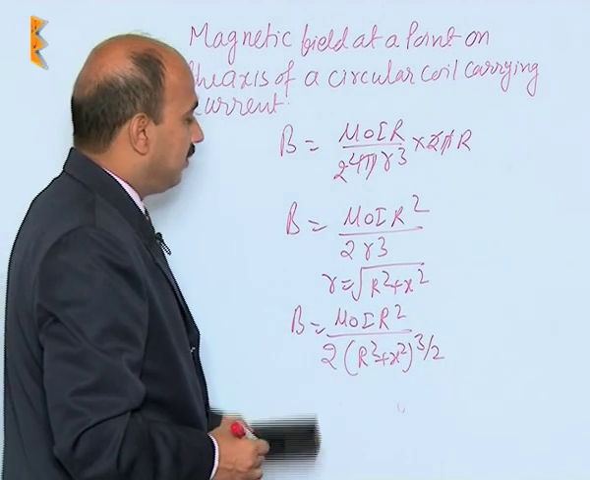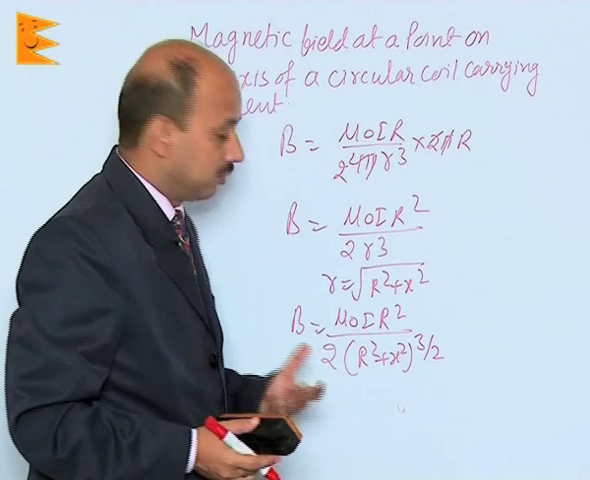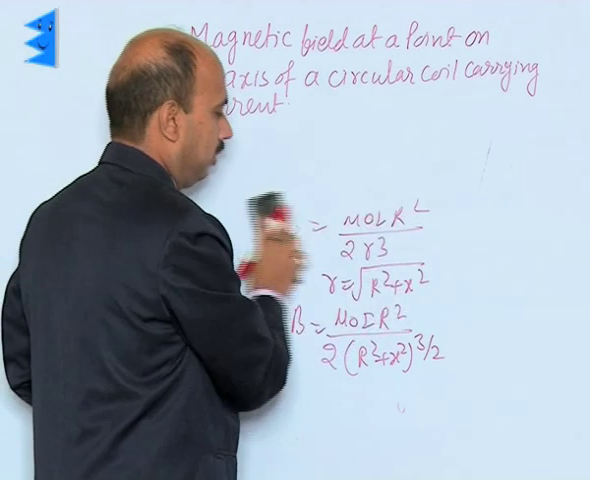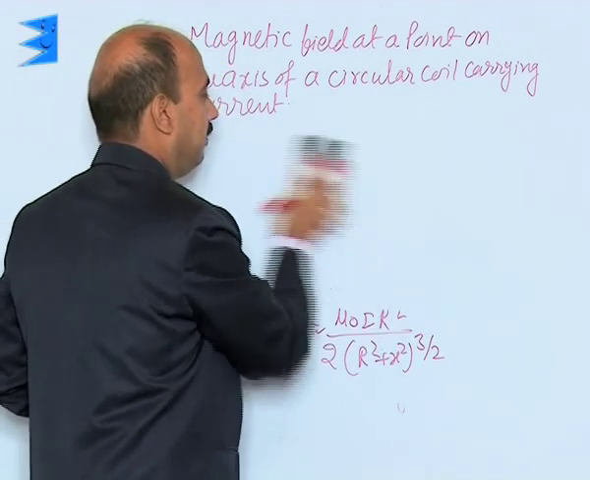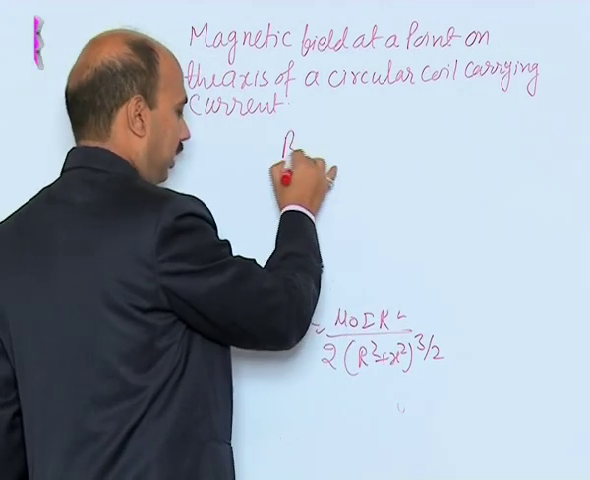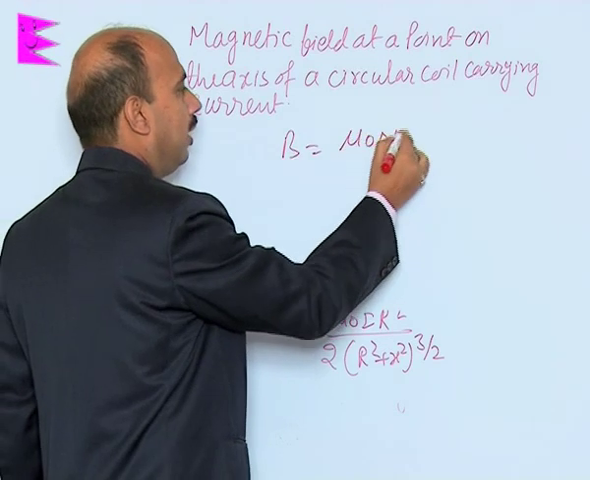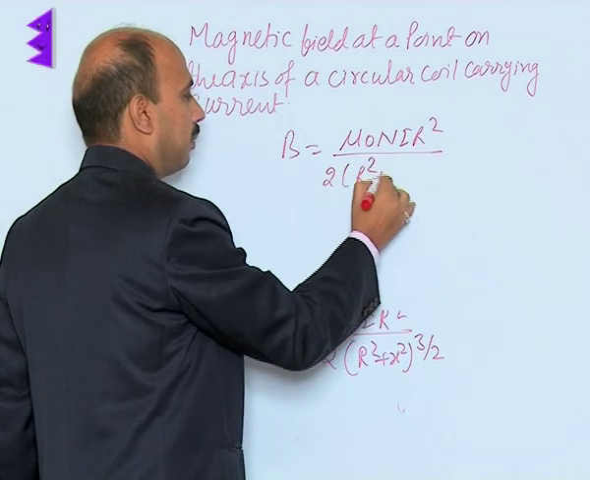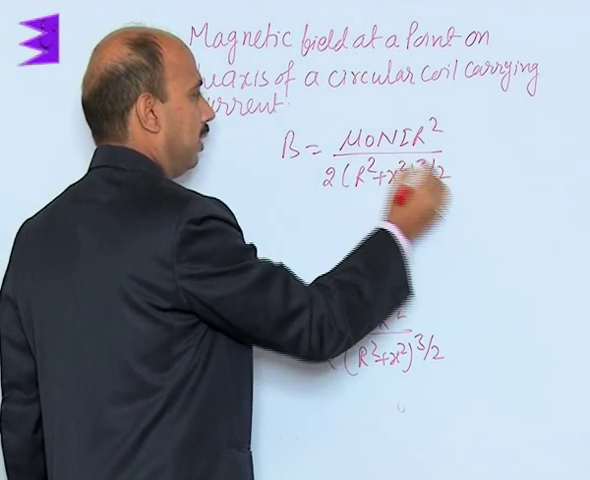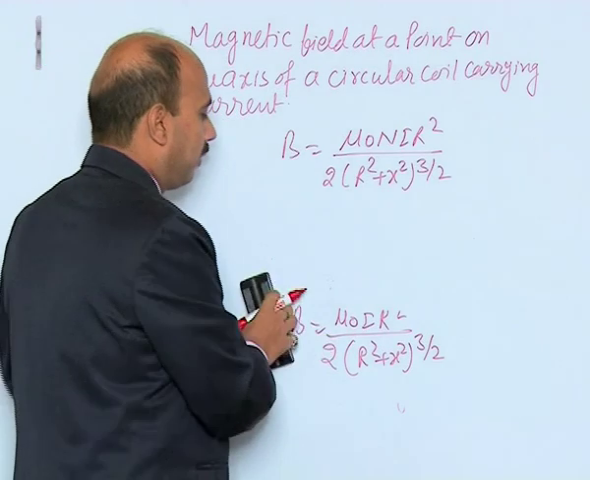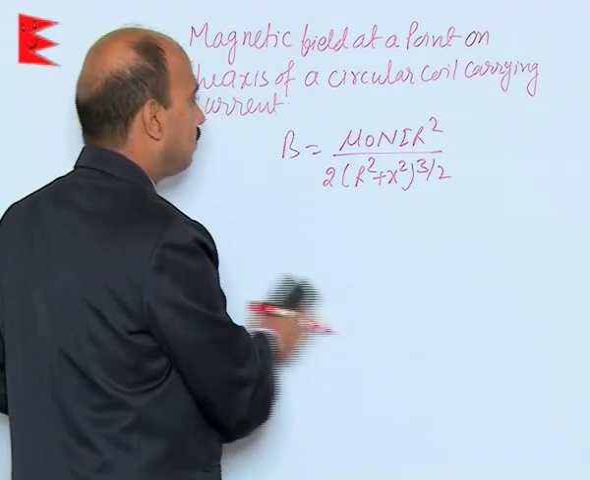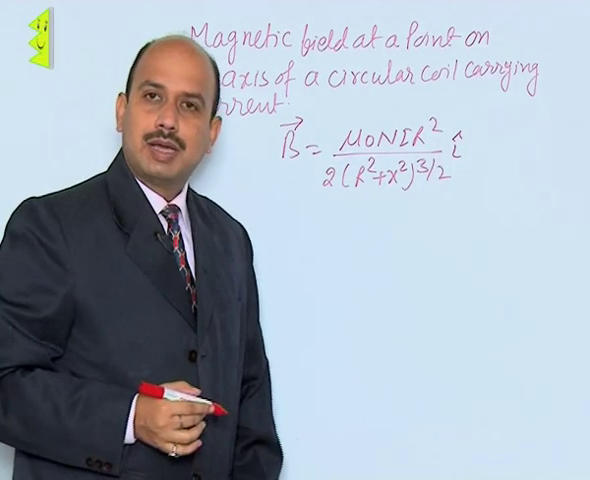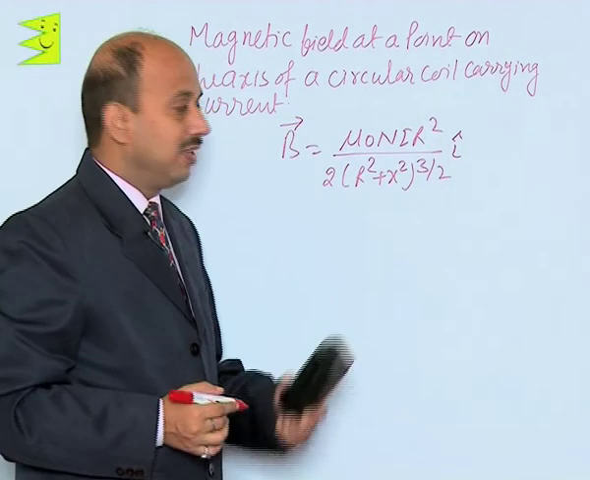Now, if the coil has n number of turns, then we can multiply this expression by n. So we can write B is equal to mu naught n I r square divided by twice of r square plus x square raised to power 3 by 2. This is for the n number of turns in the coil. Now, if you want to write it in vector form, you can write i cap, because in the diagram the net magnetic field is going along the x axis.